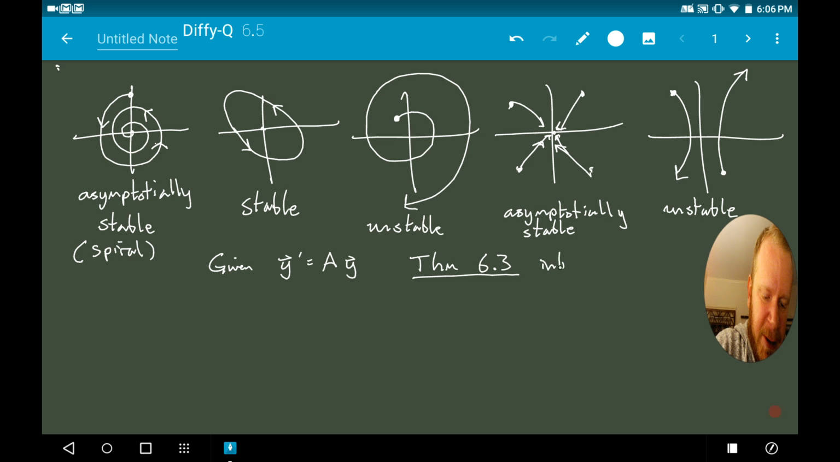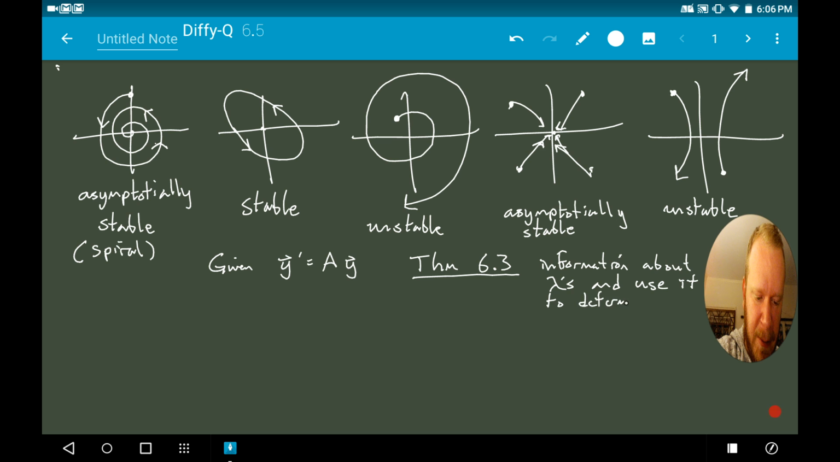Theorem 6.3 says we can take information about the eigenvalues and use it to determine if something is stable, unstable, or asymptotically stable. So here's what the theorem of 6.3 says. If you don't have a picture, you just have a system, then here are the rules.